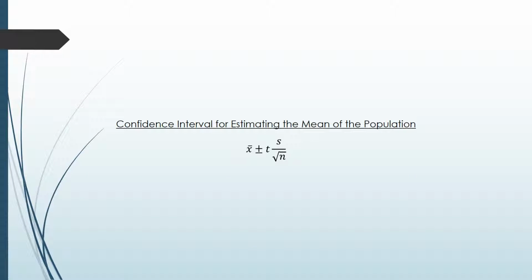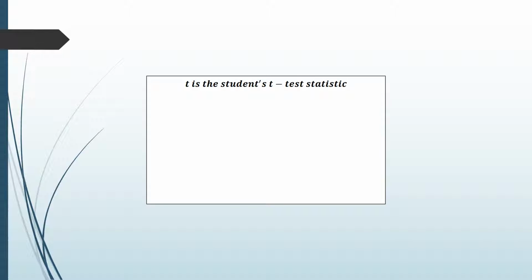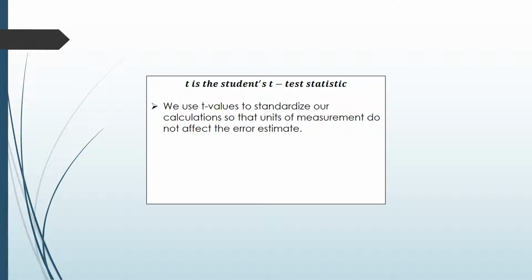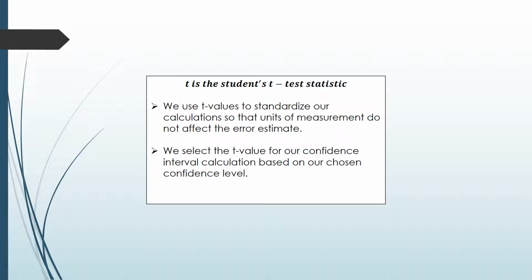Back to our formula for building the confidence interval for estimating the mean of the population. We've covered the elements associated with standard deviation. Now let's look at T. T is the student's t-test statistic, named after a fellow back in history with the last name Student. We use t-values to standardize our calculations so that units of measurement do not affect the error estimate. We select the t-value for our confidence interval calculation based on our chosen confidence level. Observe.